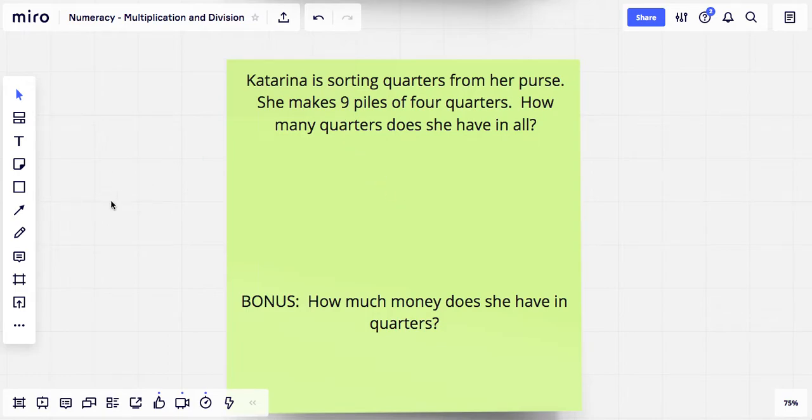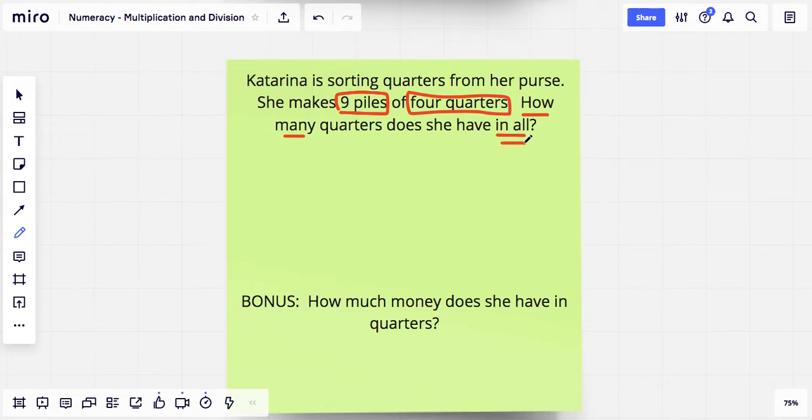All right, so looking at the problem, we know that there are 9 piles, and we know that there are 4 quarters in those piles. She makes 9 piles of 4 quarters, so 4 quarters for each pile. How many quarters does she have in all?